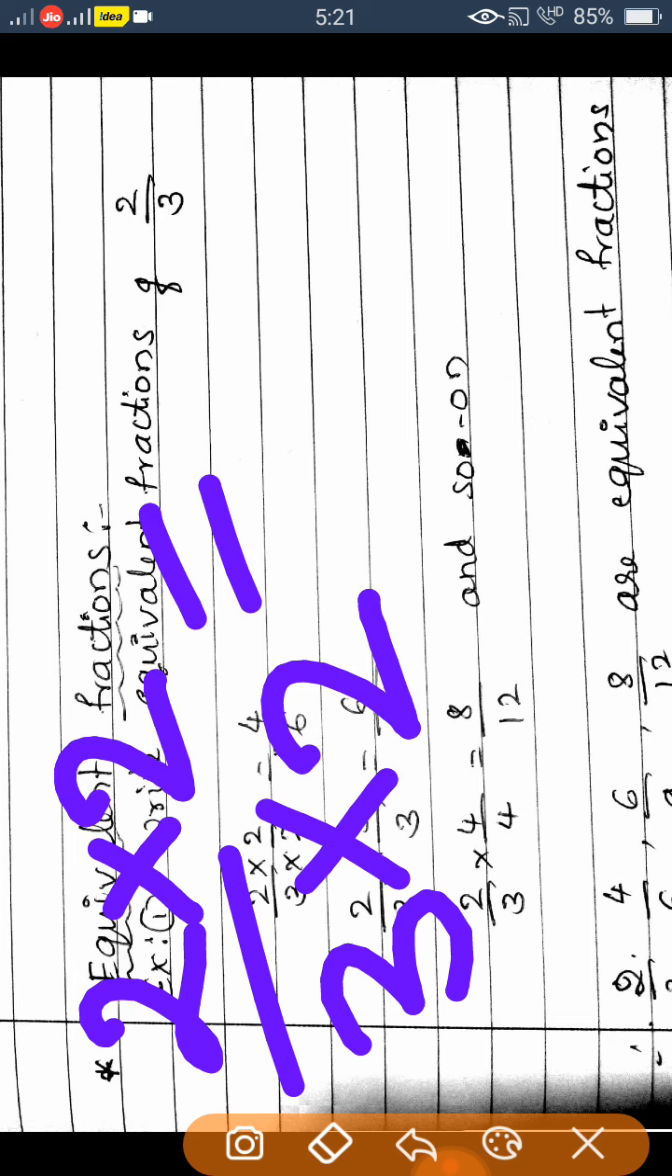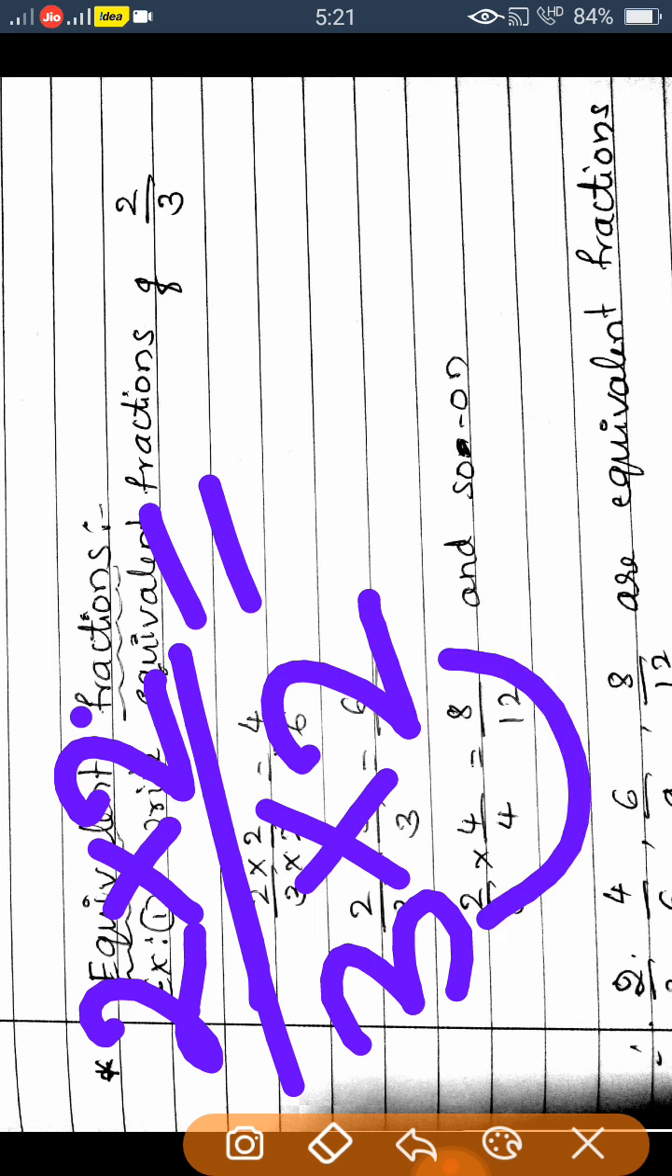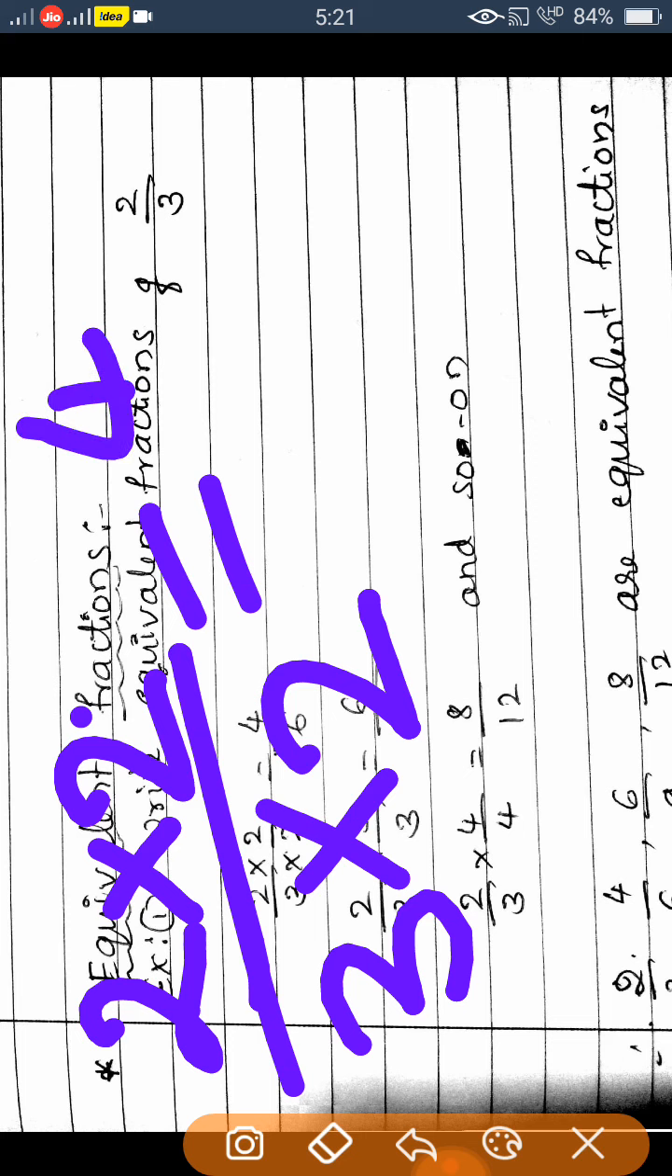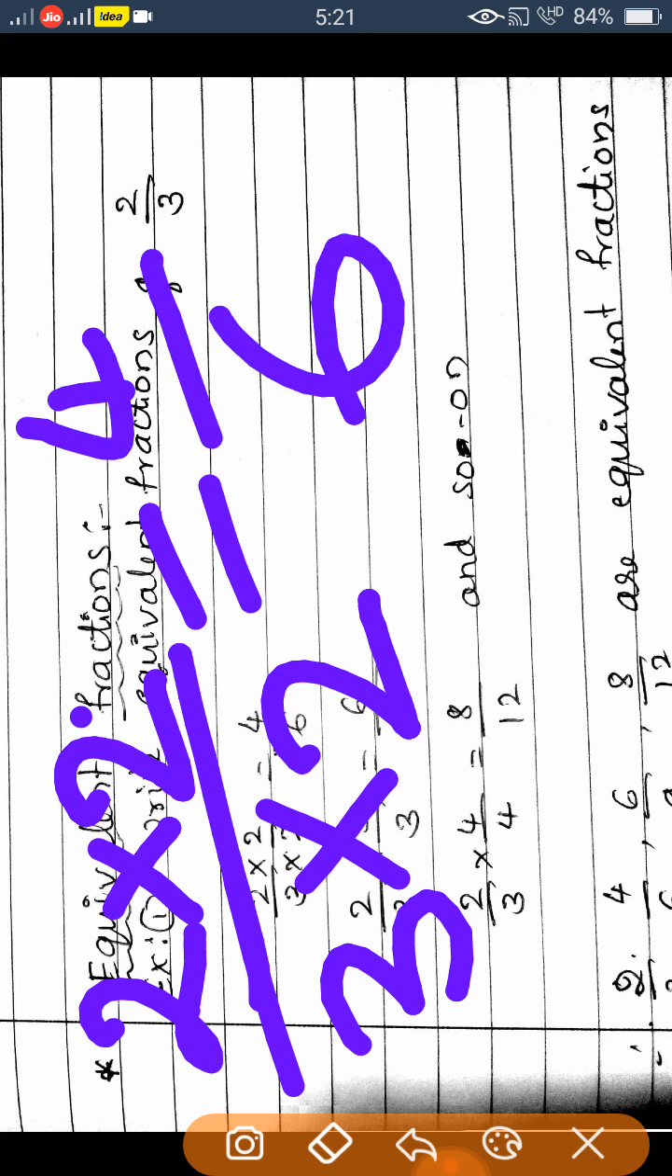You may take not only 2, you may take 10, 20, any number. Don't take 0, it will become 0 by 0. So many natural numbers you can multiply with that. Just multiply the numerator to numerator, denominator to denominator. That's it. So 2 2s are 4, 3 2s are 6. So 4 by 6 is equivalent to 2 by 3.